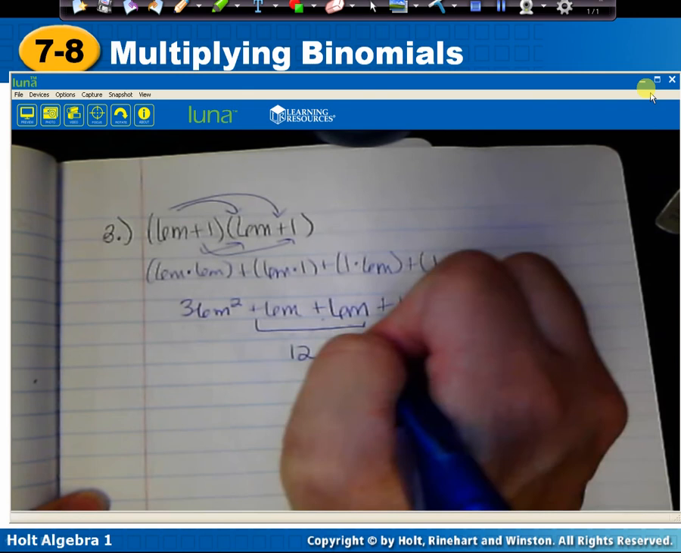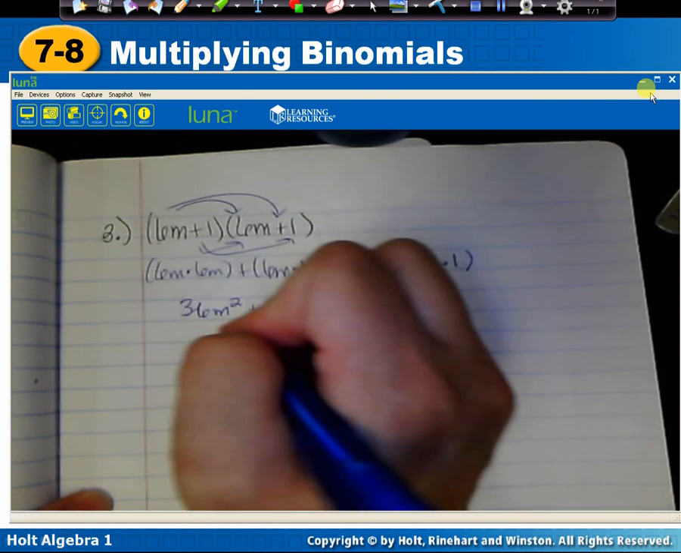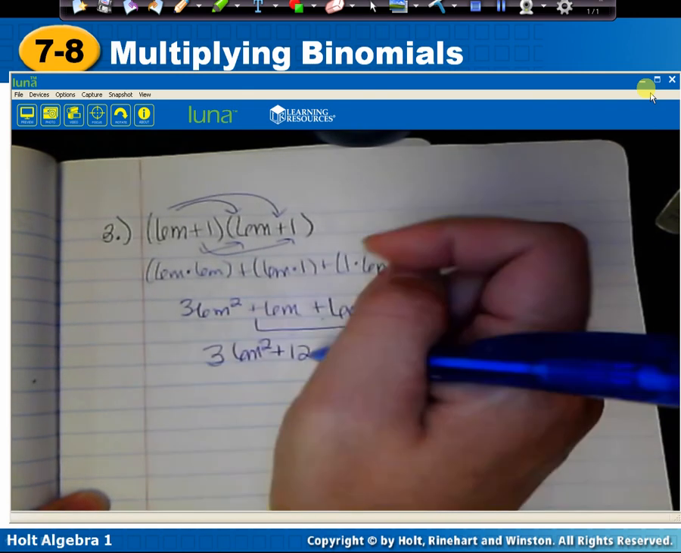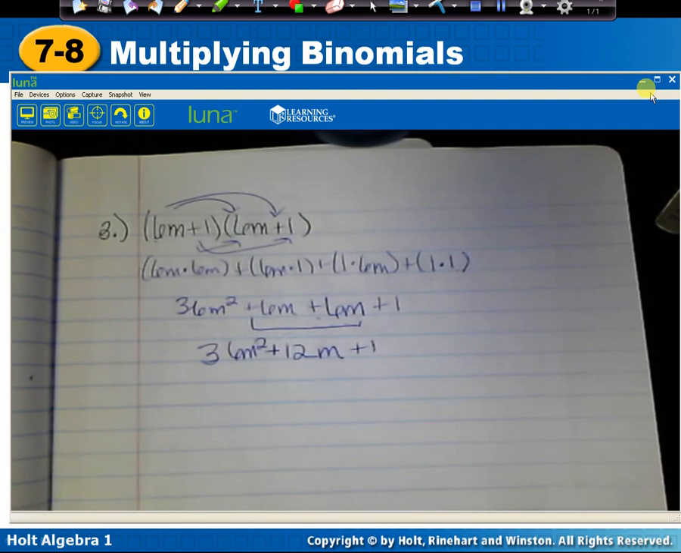And then I'm going to bring down my 1 and bring down my 36m squared and put my plus sign in front of my 12m because I know that it's positive. So that is going to be your final answer for that one. Make sure that you get all that down before you move on. It should be 36m squared plus 12m plus 1.